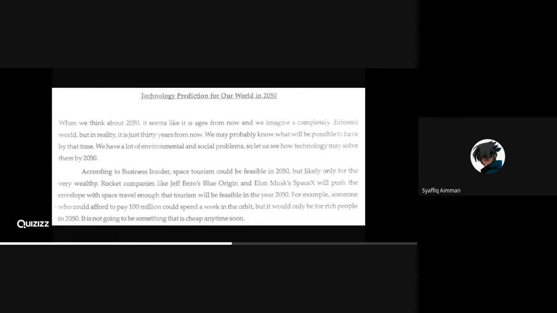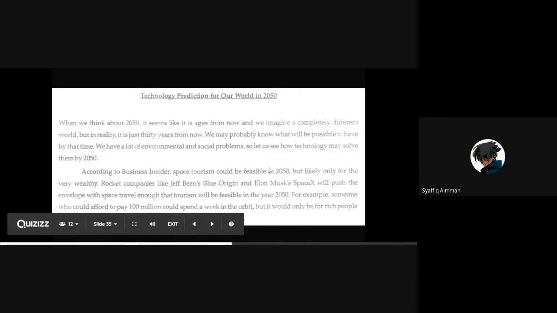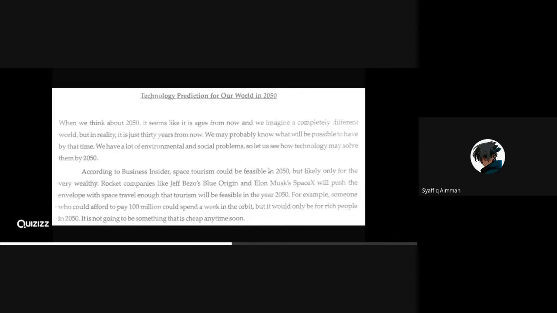According to Business Insider, space tourism could be feasible in 2050, but likely only for the very wealthy. Rocket companies like Jeff Bezos's Blue Origin and Elon Musk's SpaceX will push the envelope with space travel enough that tourism will be feasible in the year 2050. For example, someone who could afford to pay 100 million could spend a week in orbit, but it will only be for rich people in 2050. It is not going to be something that is cheap anytime soon.